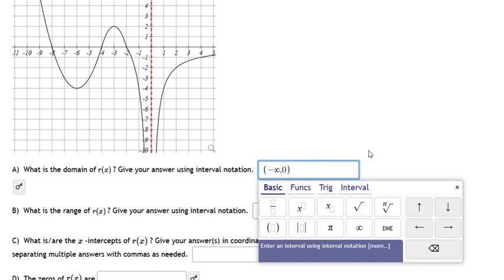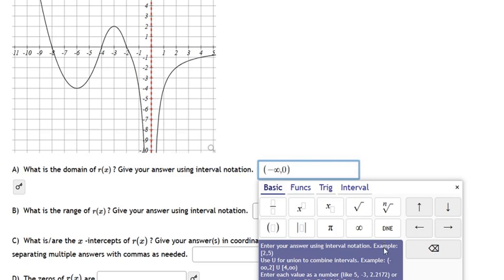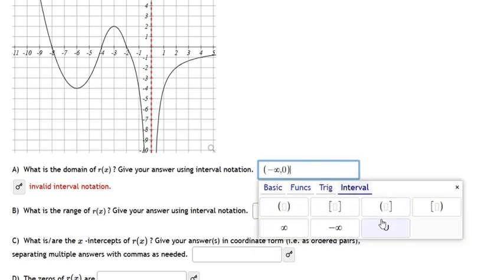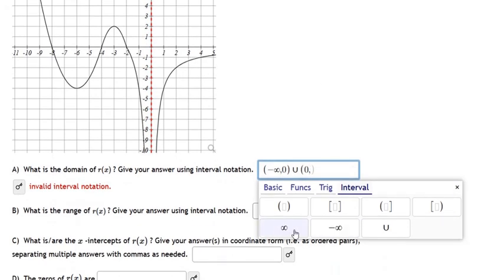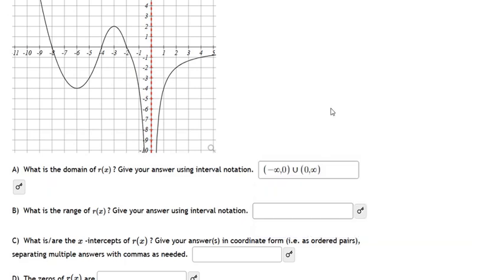And then I think I need to use U. Okay, so I can use capital U, I think. There's no symbol here. Oh, interval. There it is. So I'm going to use this symbol. I don't know if it'd mark it right or wrong with the other U. And then we're going to start at 0 with a parentheses. That means we don't actually touch 0. And then it goes to positive infinity. That's the domain. All values except for 0.